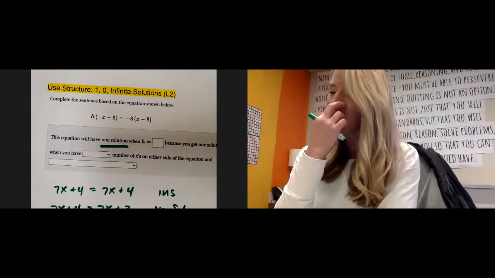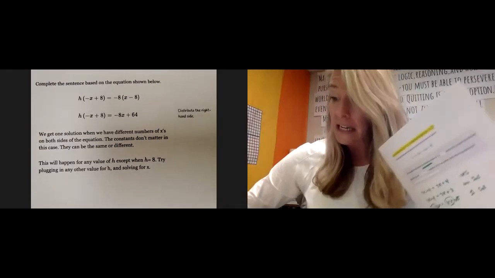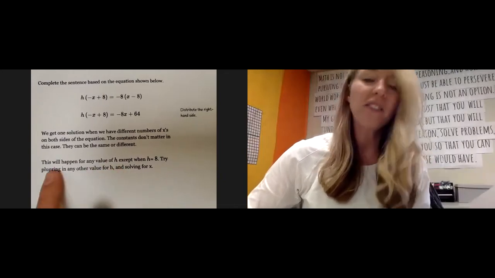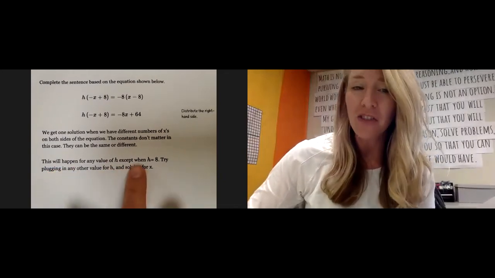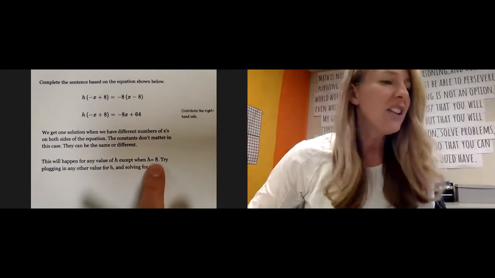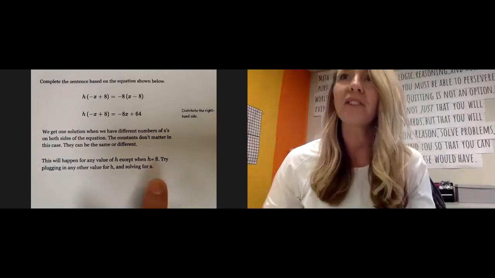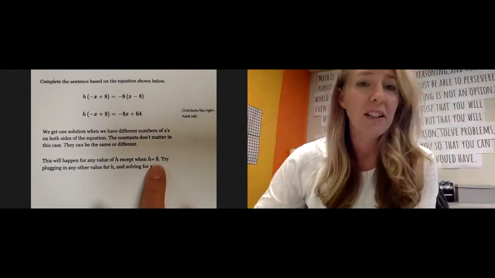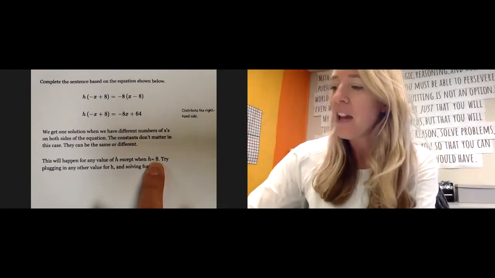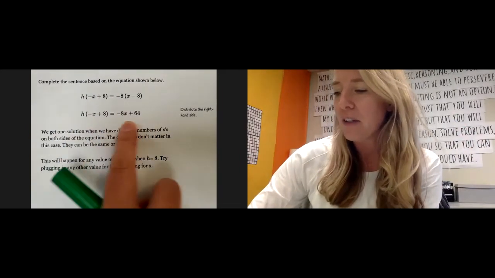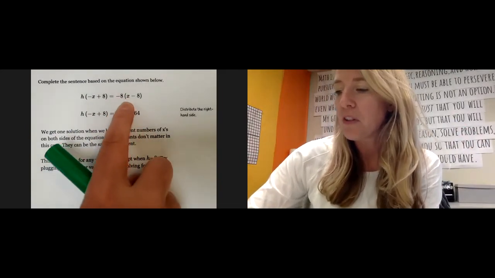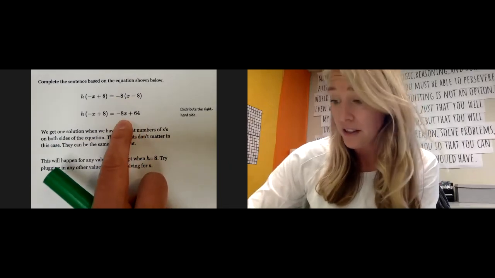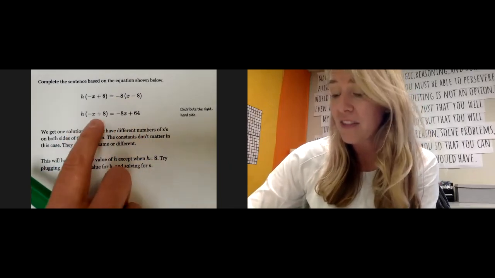Okay, and I was having a student with this earlier today, ironically, and it just says this will happen for any value of h except when h equals 8. So you're like, oh gosh, what's that one perfect answer? Well, no, it's literally every number in the world that ever existed except for the one that couldn't make it true. So they went ahead and simplified it out. They distributed their -8 to get -8x plus 64. And so they're saying, look, we cannot have the same amount of x's.